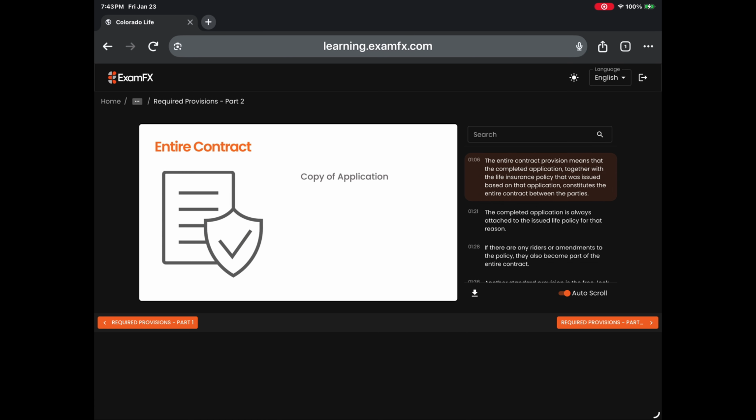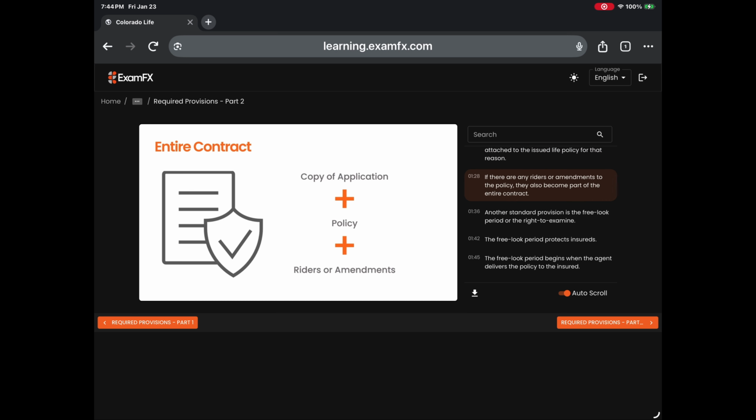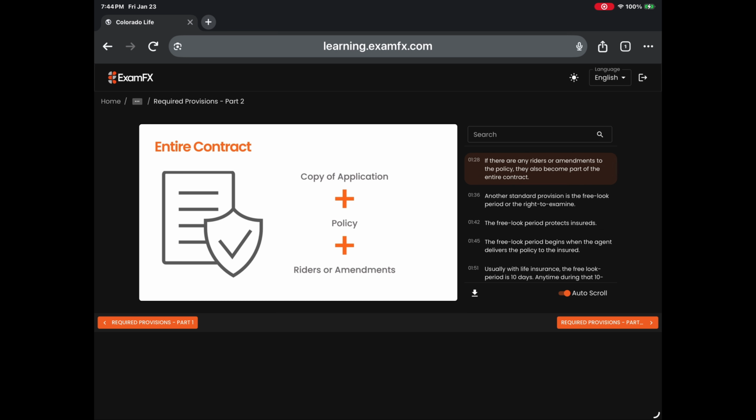The entire contract provision means that the completed application, together with the life insurance policy that was issued based on that application, constitutes the entire contract between the parties. The completed application is always attached to the issued life policy for that reason. If there are any riders or amendments to the policy, they also become part of the entire contract.